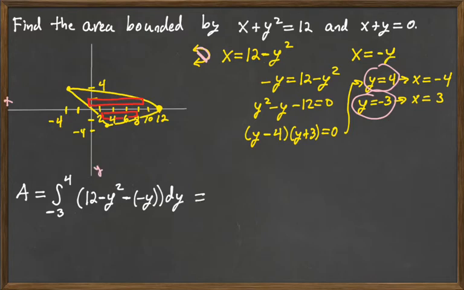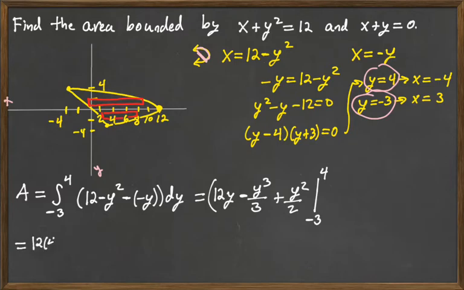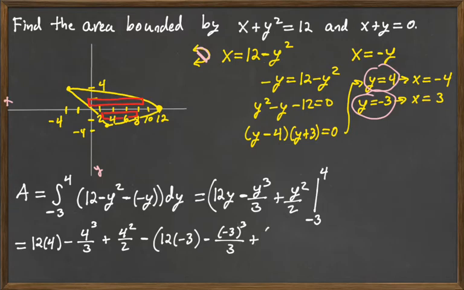Okay, so the integral of 12 is 12y. Integral of negative y squared is negative y cubed over 3. And then we got a double negative there, so that's going to be the integral of y, which is y squared over 2. We're going to evaluate that from negative 3 to 4. So 12 times 4 minus 4 to the third over 3 plus 4 squared over 2 minus 12 times negative 3 minus negative 3 to the third over 3 plus negative 3 squared over 2.